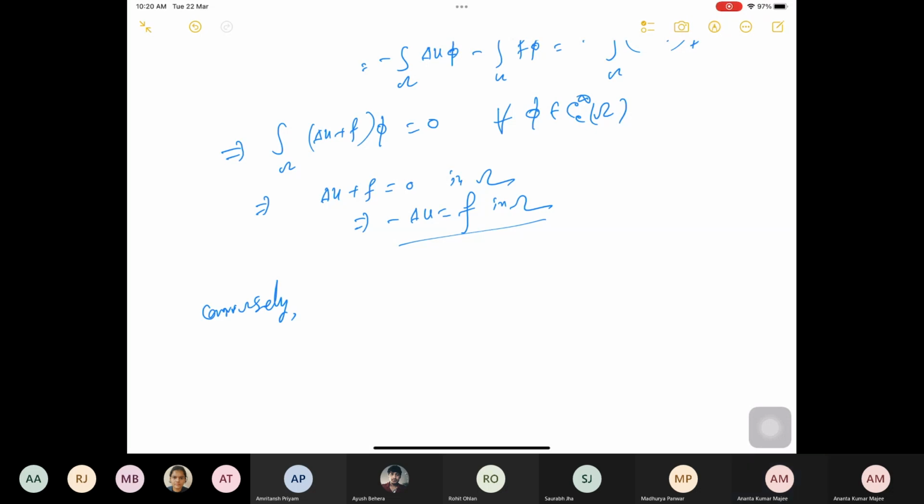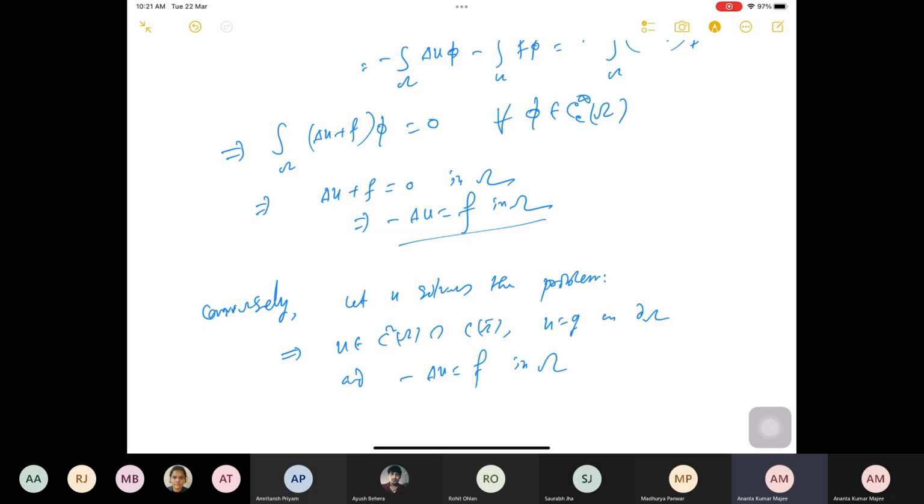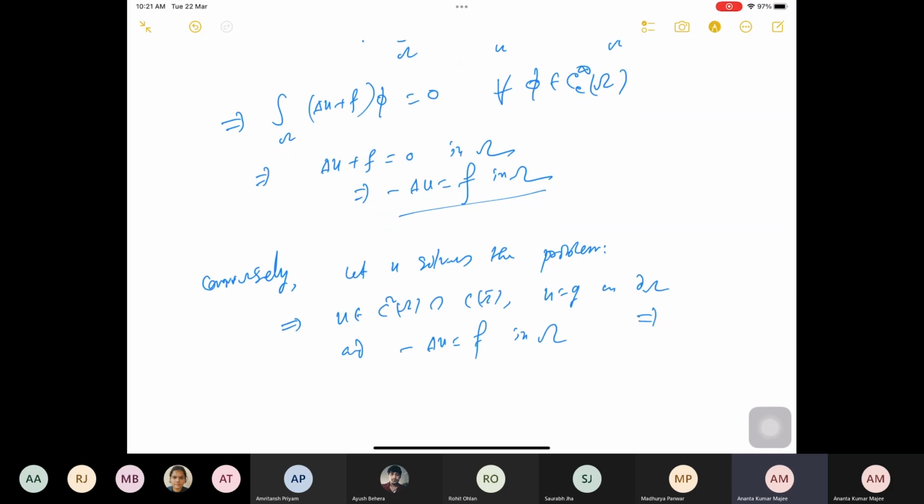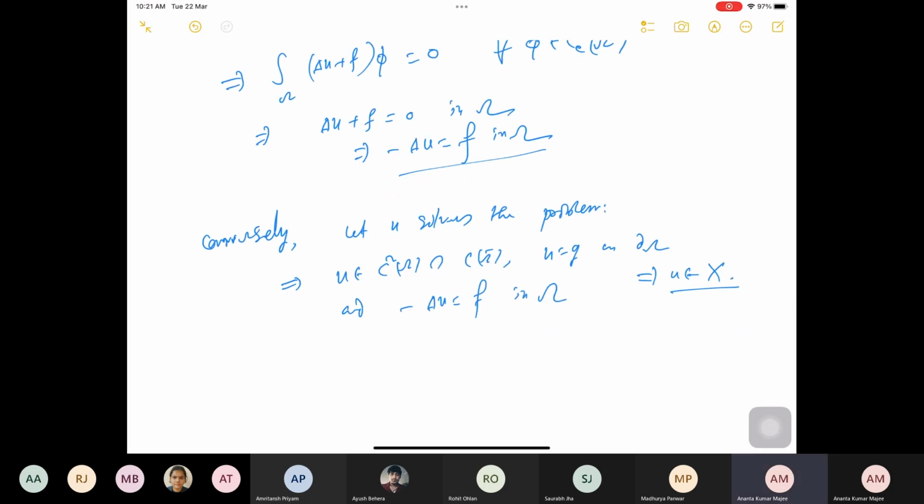Conversely, let u solve the problem. This implies u is in C2 of omega intersection C of omega closure, u is equal to g on the boundary of omega, and minus Laplace u is equal to f in omega. So that means u belongs to my space X, is it not? So what I have to show is that for any arbitrary v in my X, J of u is less than or equal to J of v. Then we are done, is it not? Then it says that u is a minimum of your J. u lies in X and J of u is less than or equal to J of v, because v is an arbitrary element from X.